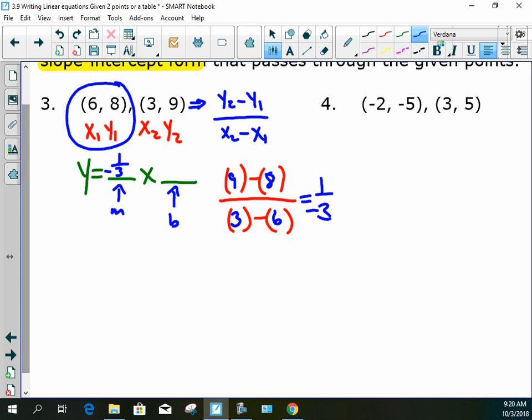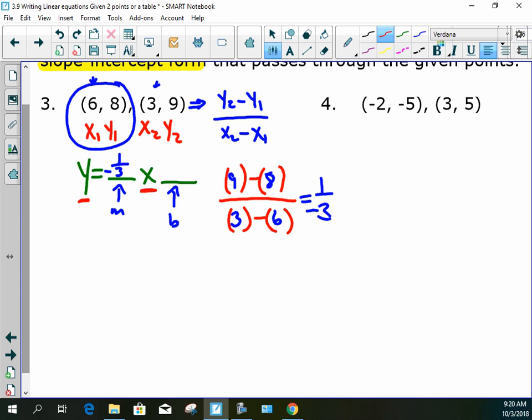You have to take your x and y values from the same point. You cannot take the x from here and the y from over here. You cannot do that. So I say use x1, y1. So I come back over here, and I'm going to use x and y to fill in here and solve for b.